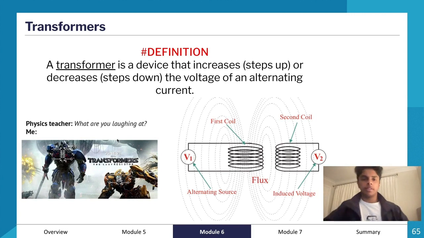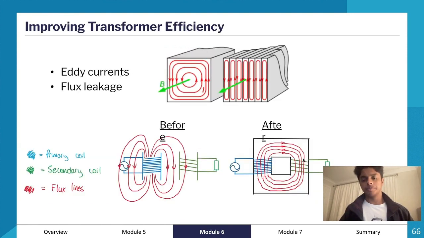Now let's look at transformers. So, what is a transformer? Well, a transformer is a device that increases or decreases the voltage of an alternating current. It has to be alternating current because transformers need a change in magnetic flux to do what they do. So it either steps up or decreases the voltage of an AC current. We have a first coil and a second coil, and magnetic induction occurs. So we induce a voltage in the second coil from the first coil. This can be better done through a core, but in this case, this transformer doesn't have a core.